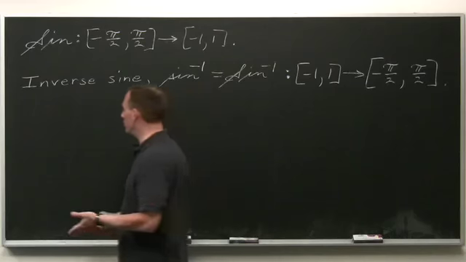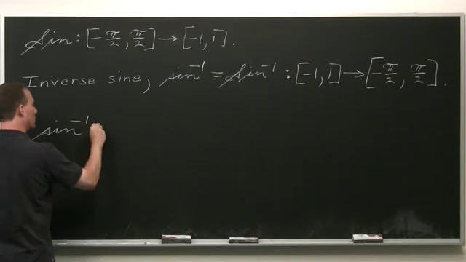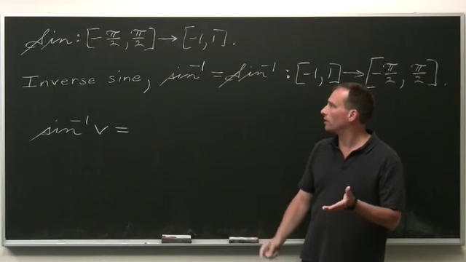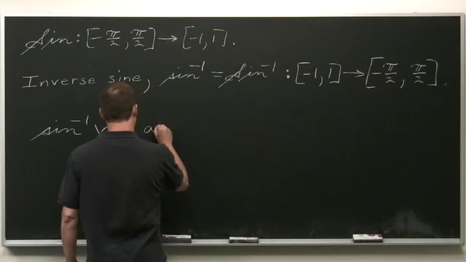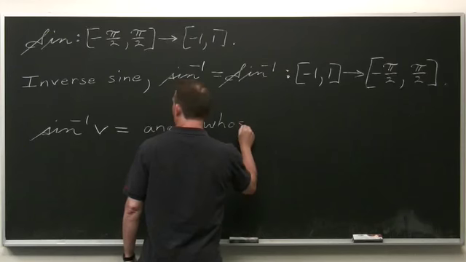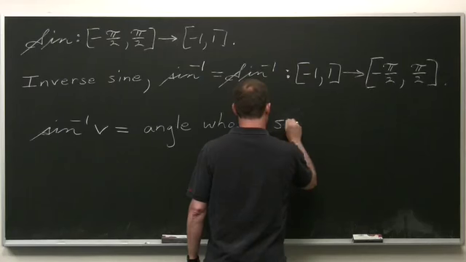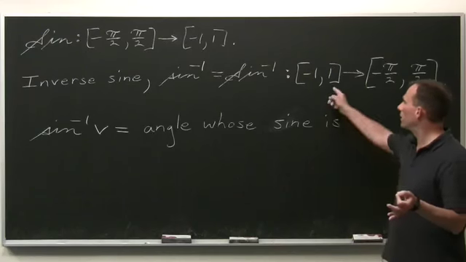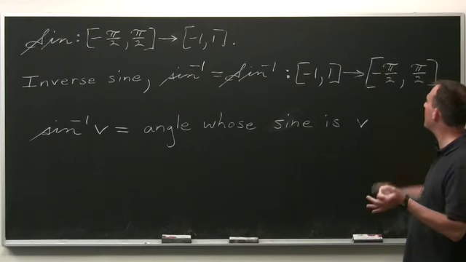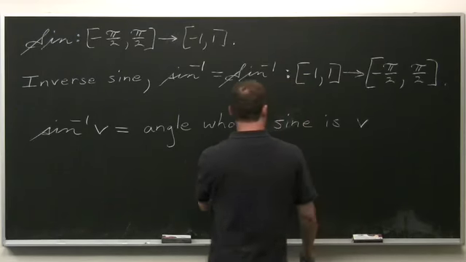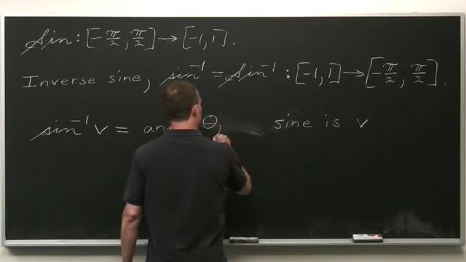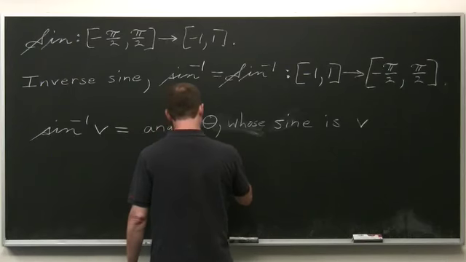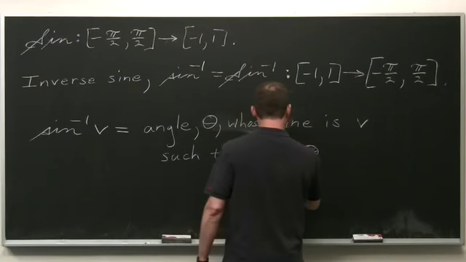In words, it's easy to say what inverse sine does. Inverse sine of some number v, what is it? Well, it's the inverse of the capital sine function. So it is an angle whose sine is v, but there are an infinite number of angles like that. You give somebody a v between -1 and 1, there are an infinite number of angles whose sine is v. But it gives you back one between -π/2 and π/2, and there's only one of those. Angle, let me call it angle theta, whose sine is v, such that theta is between -π/2 and π/2.